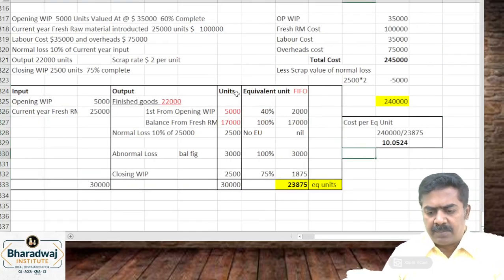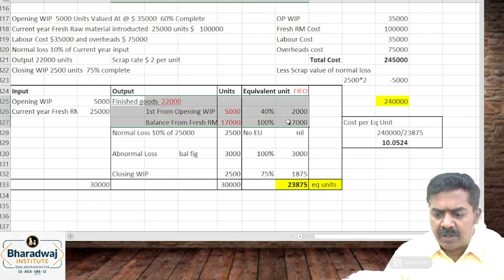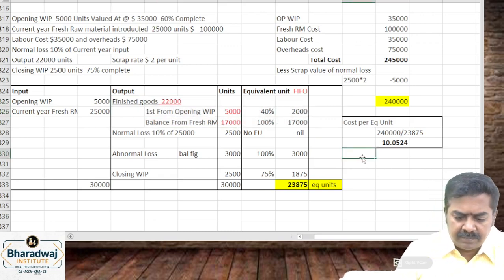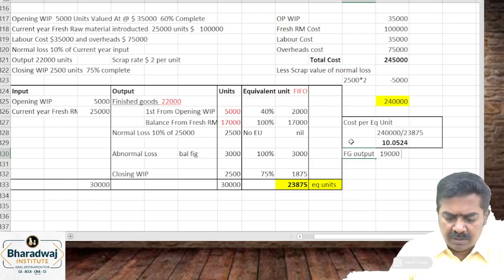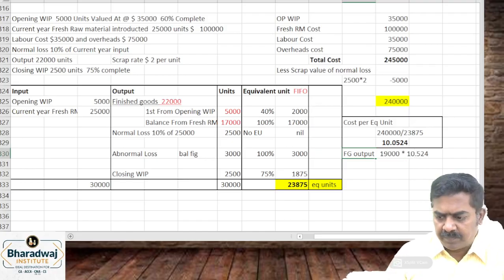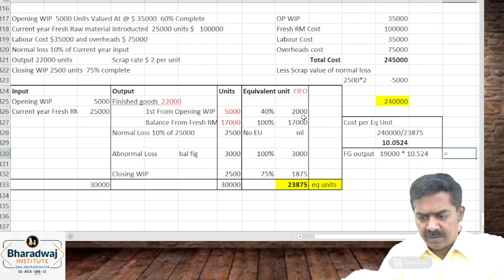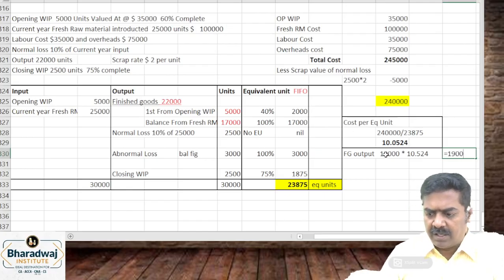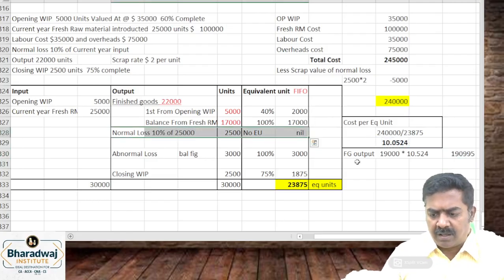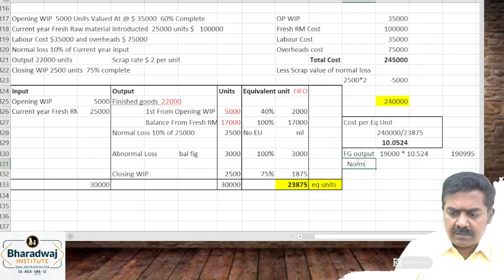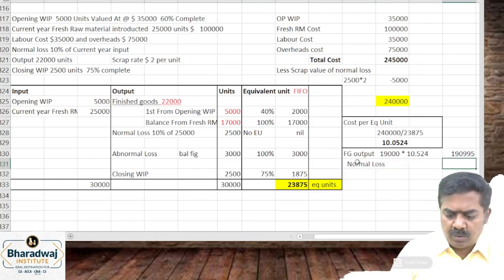Okay, simple. What is the equivalent unit for output transferred? 2,000 plus 17,000. How much? 19,000 into 10.0524. Multiply, you will get 19,000 equivalent units into 10.0524. Then normal loss, we don't assign any cost. No cost is assigned.